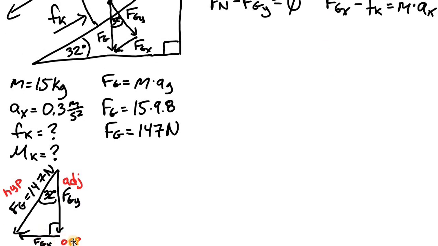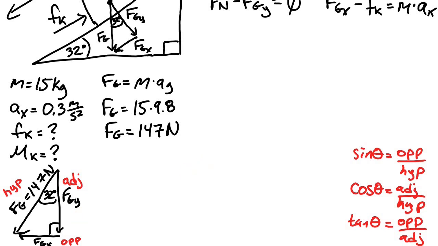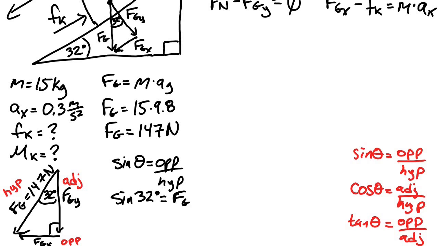So FGX is our opposite. We are given our hypotenuse, so which trig function are we going to be using? Once again, we're looking for our opposite, our FGX, and we're given our hypotenuse, FG, which is 147. So opposite and hypotenuse, which one do we want to use? Hopefully you're saying to yourself, the sine function. Multiply by 147 on both sides of the equation, and we'll get our answer.